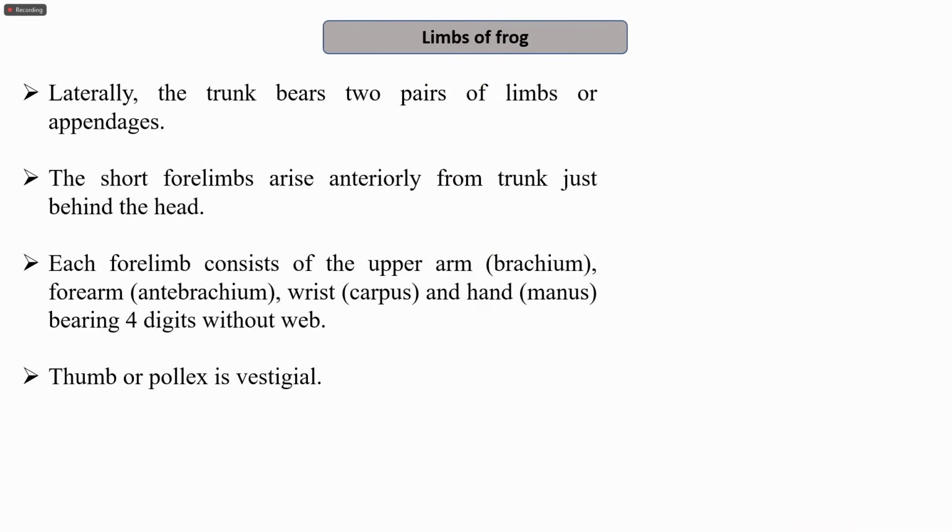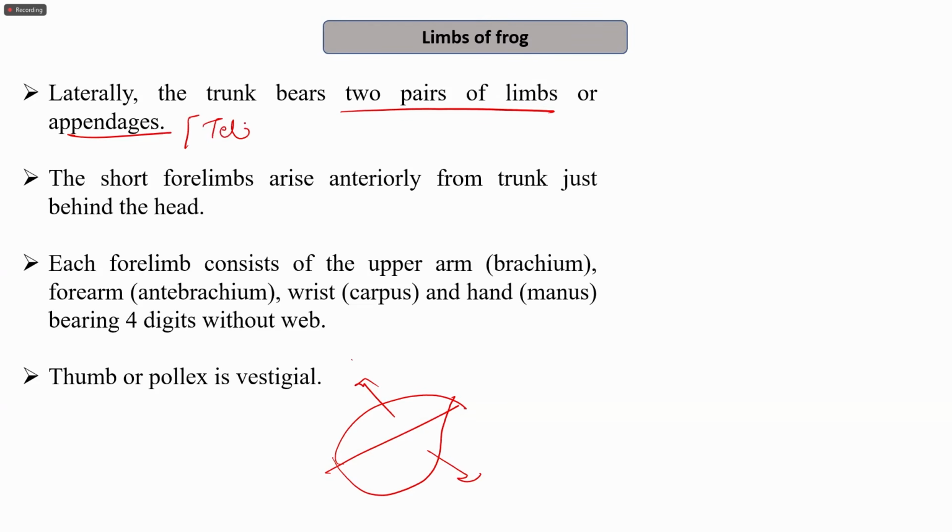Now the limbs of the frog. Laterally, if this is the frog, then these two are the lateral sides, right? So laterally, two pairs of limbs or appendages. That is why they are called tetrapods, because they have two pairs, or four limbs or appendages. Towards the anterior side, it's the forelimb, and towards the posterior side, it's the hind limb.